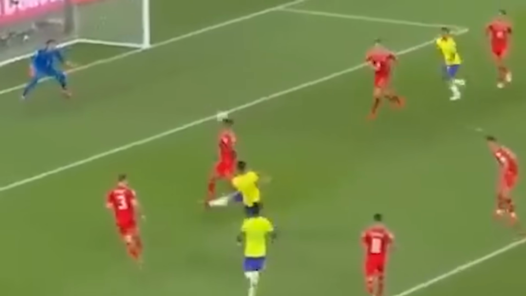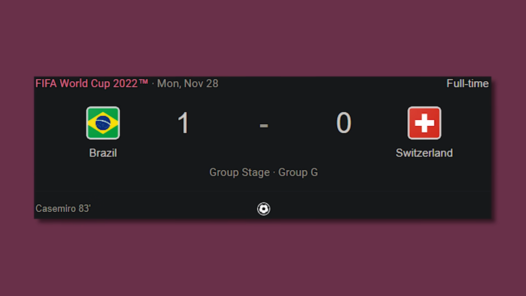Group G closed off their second match day with Brazil vs Switzerland. Both teams managed wins in their last matches and would battle it out for the top of the group. In the end, it would be Brazil who would acquire a late goal thanks to a beautiful Casemiro volley. With that win, Brazil are into the next round.